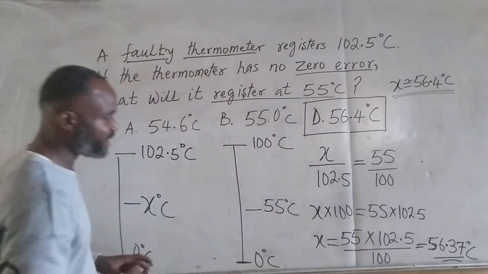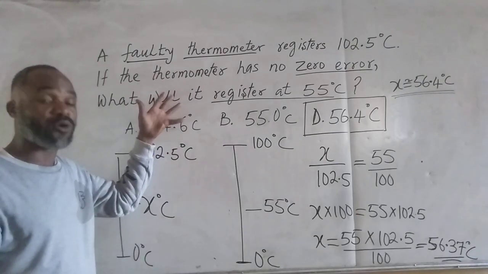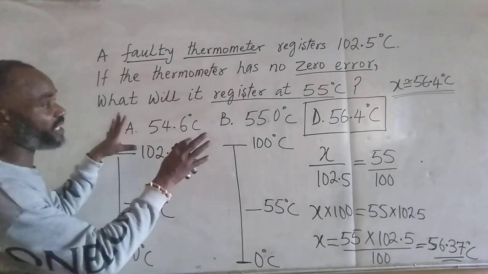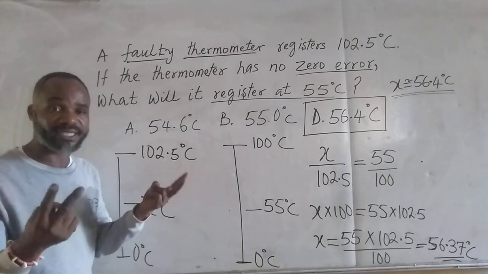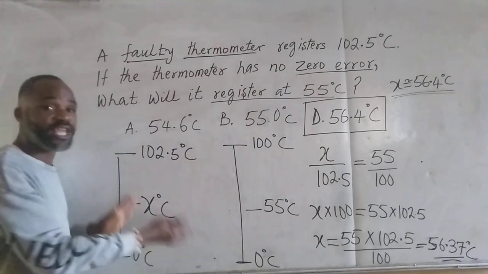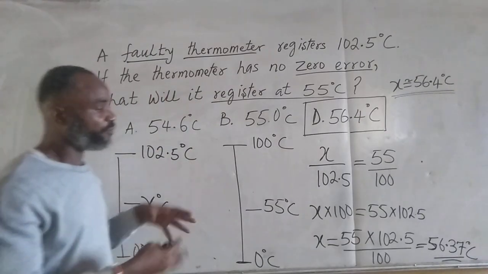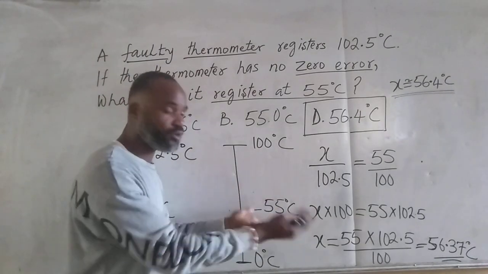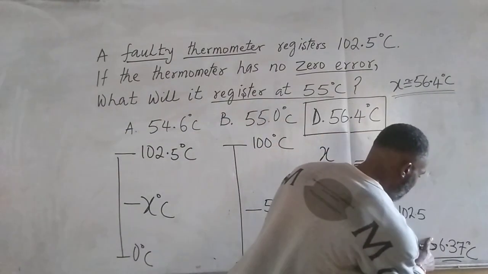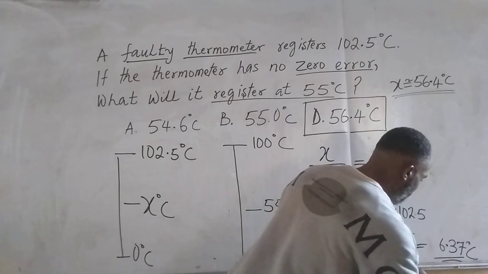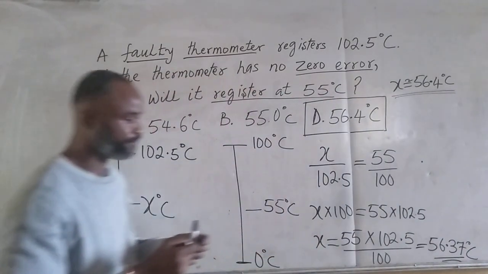So that is how to go about a question like this in the exam. If you have something like this, first of all, use two schematic diagrams to represent the information the question contains. Otherwise you will not get the right answer by juggling. So this is 55, not something else. This is 56.37 degrees Celsius.